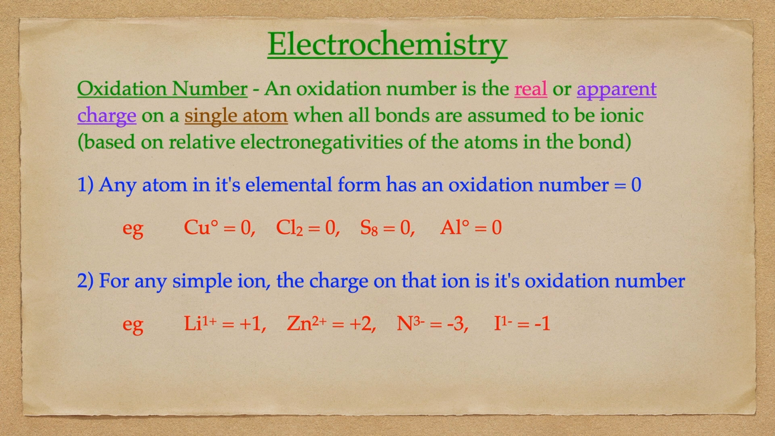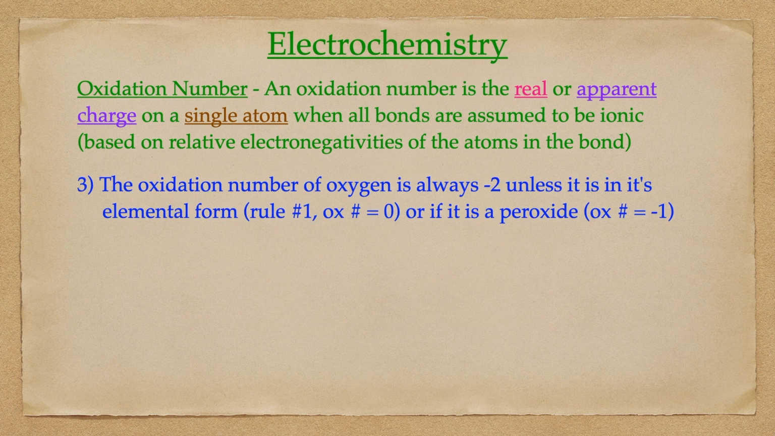For any simple ion, the charge on that ion is its oxidation number. A lithium 1 plus, oxidation number plus 1. Zinc 2 plus, oxidation number plus 2. A nitride, oxidation number of minus 3, and an iodide, oxidation number of minus 1.